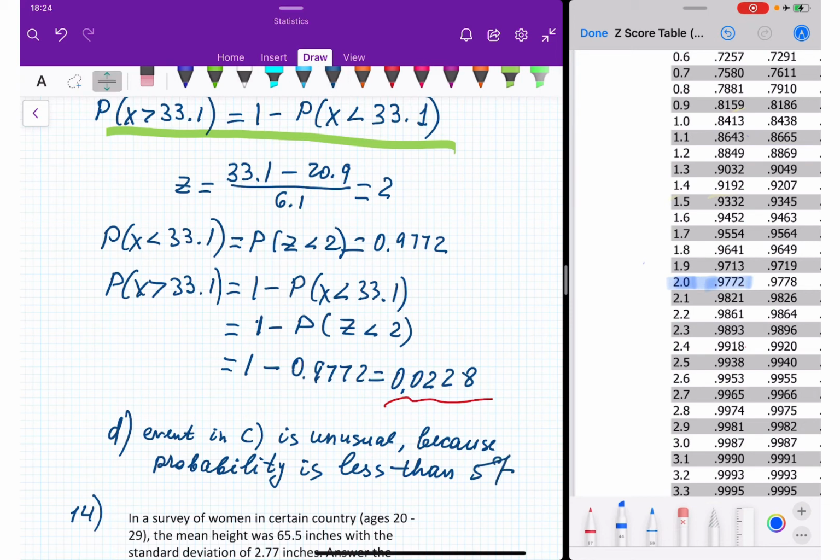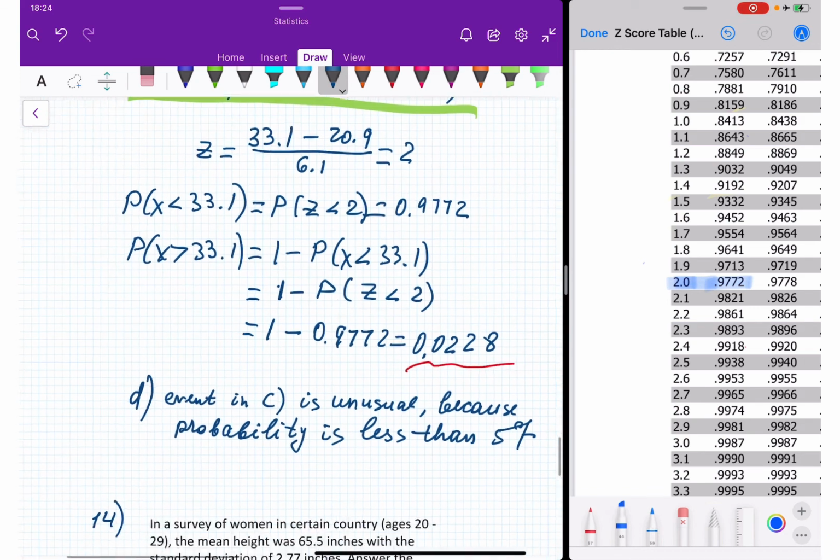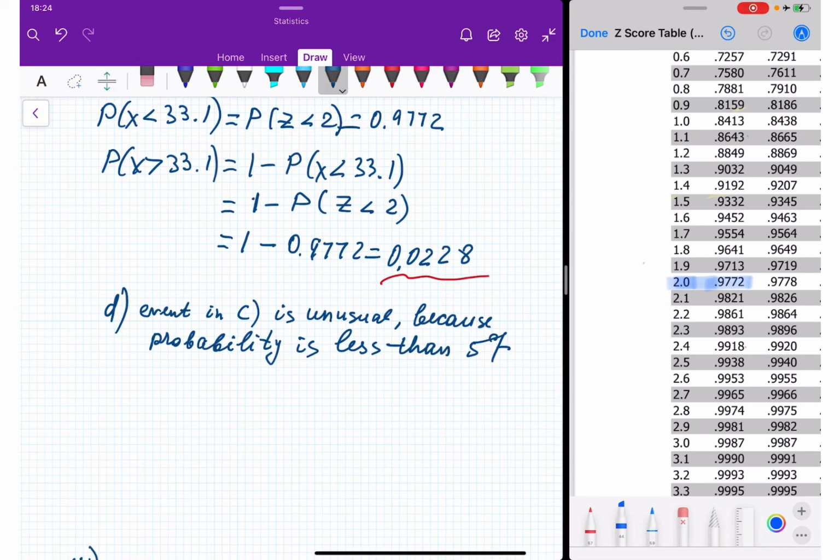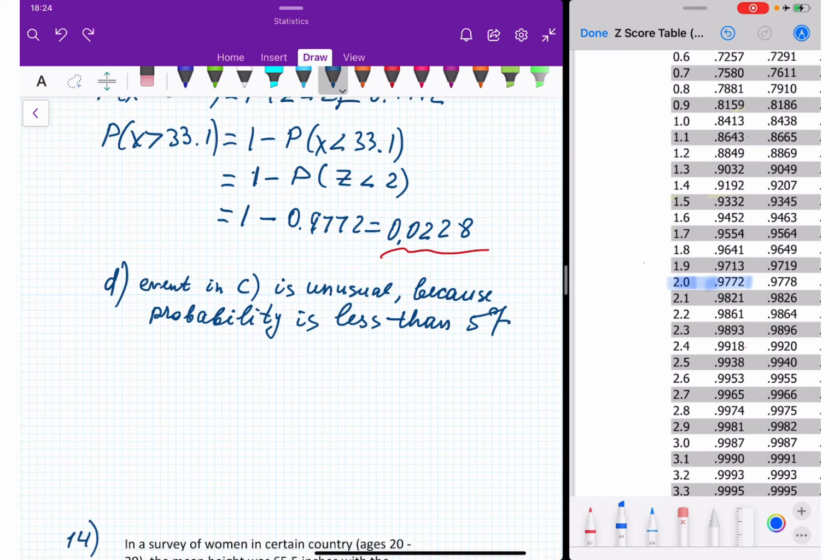5% is 0.05. Okay, question number 9. Let me push this down. It's number 14. It's far from 14 so far. Moving to question number 9.